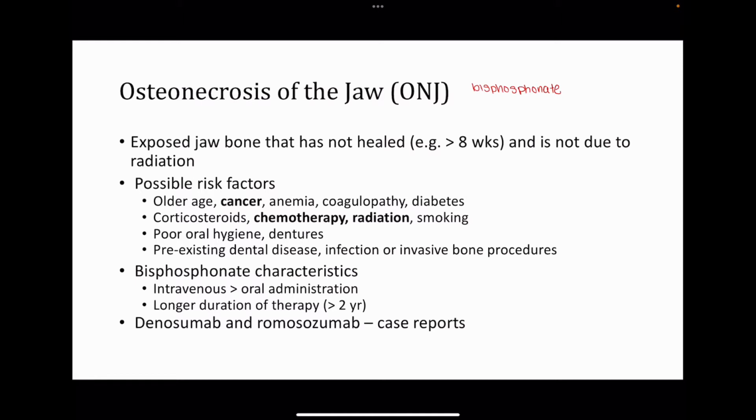This is going to be more common in patients that have some risk factors such as older age, cancer, poor oral hygiene, or having an existing infection. It also varies depending on the medication or the specific bisphosphonate. So it's going to be higher in patients that are on the IV versus the oral bisphosphonate. And it's also going to be at an increased risk if they've been on it for longer, usually longer than 2 years. Also, it has been seen in patients that are on denosumab and romosozumab. There are some case reports as well.